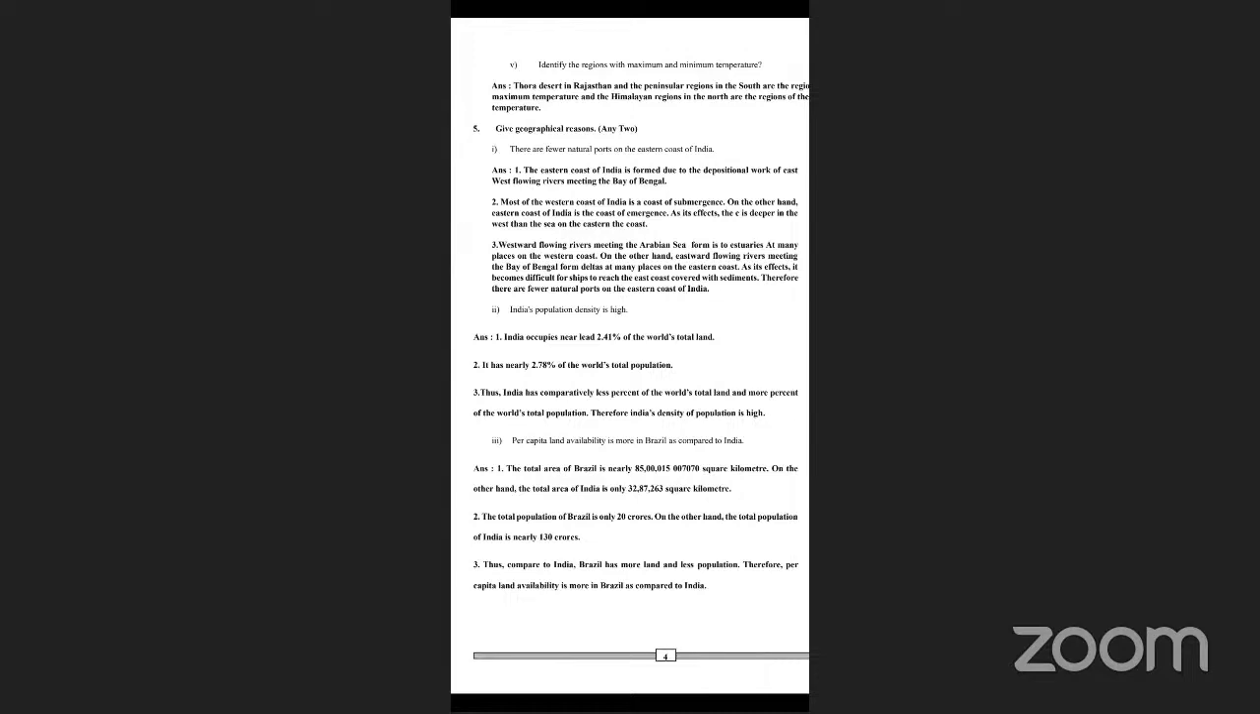On the other hand, the total area of India is only about 32 lakh 87,263 square kilometers. The total population of Brazil is only 20 crore. On the other hand, the total population of India is nearly 130 crore. Therefore, when we compare India and Brazil, Brazil has more land and comparatively less population, and India has less land compared to Brazil and its population is quite high. Because of that, per capita land availability is more in Brazil and it should be less in India.